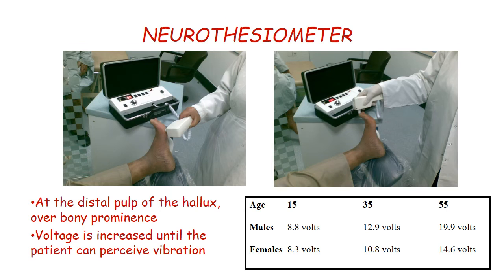Another instrument is the neurosciometer. We don't use it for screening. It's just an apparatus that we use mostly for research, and it needs a well-equipped clinic. Just using the tuning fork is enough for foot screening, and we put it on the same sites where we use the tuning fork.